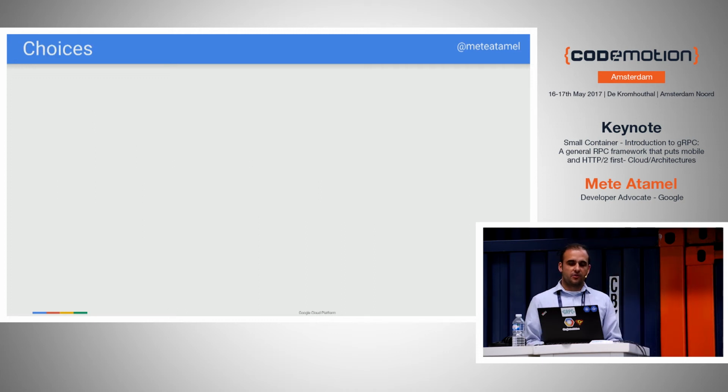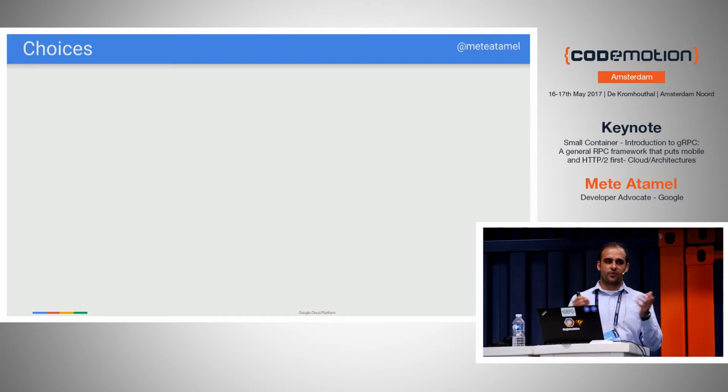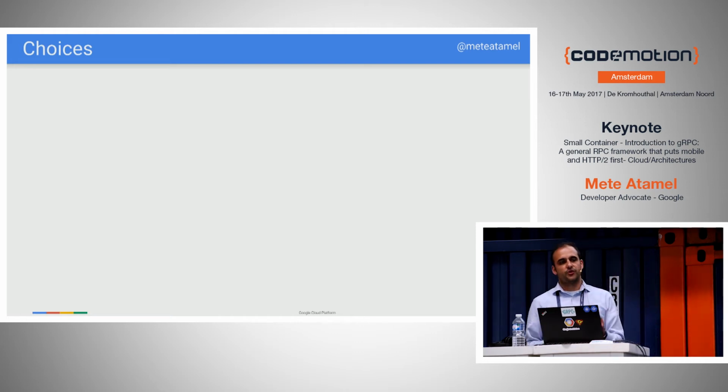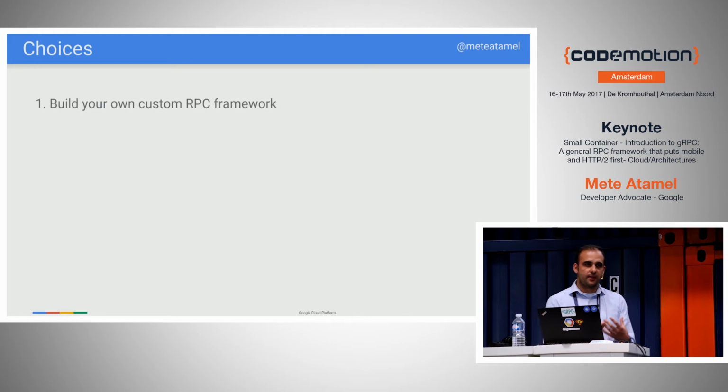So at this point, even though our service and the client are really simple, we already have a lot of questions to answer just because they're separated by the network. Now, at this point, you have two choices, right? The first thing is you can actually build your own custom RPC framework and just implement what you want.